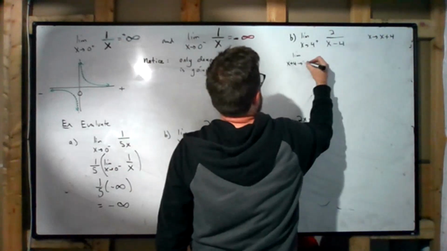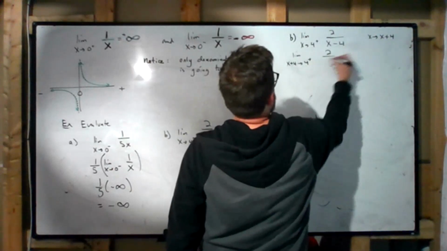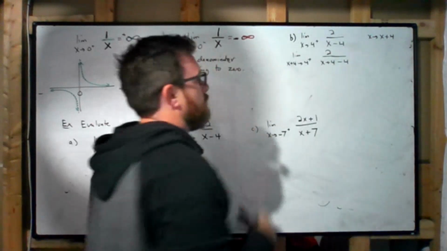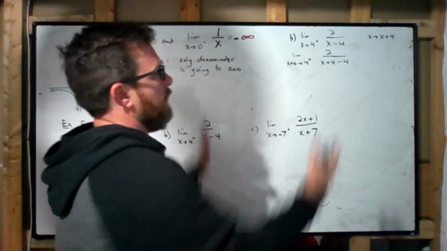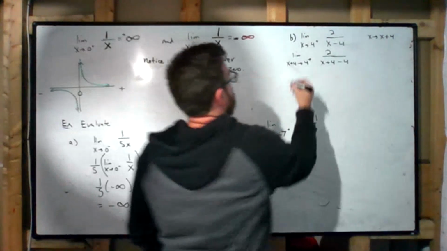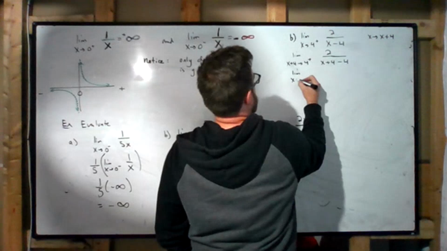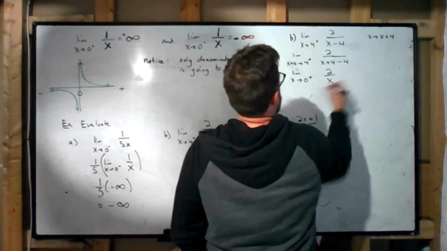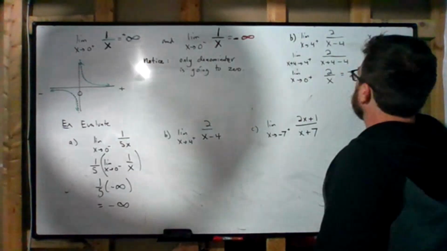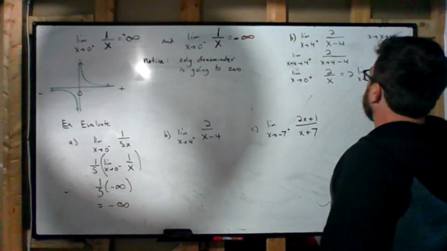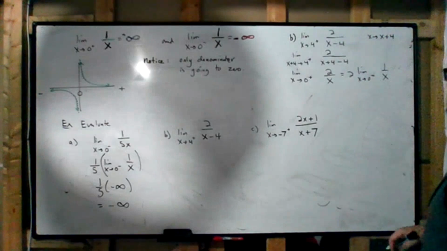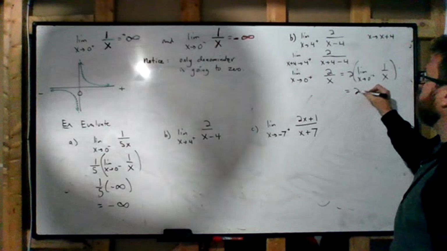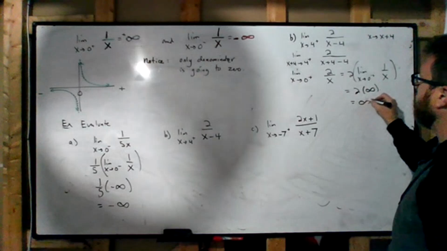x plus 4 is going to go to 4 from the positive side, of 2 all over x plus 4 minus 4. What I did is I substituted x for x plus 4. I just took the thing and shifted it. So this is going to be the limit as x approaches 0 from the positive side of 2 over x. So this is 2 times the limit as x approaches 0 from the positive side of 1 over x. And this is positive infinity. I got a positive over a positive. So this is 2 times positive infinity, which is infinity.